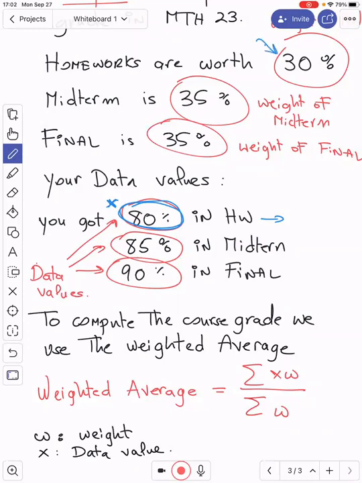So 30, the weight. The homeworks are worth 30%, right? The midterm, so this is 85%, that's your score in the midterm, so that's your data value. But the weight of the midterm is 35%. And the same for the final, the weight is also 35%. So the 35%, that's what I call the W, the weight. That's your W.